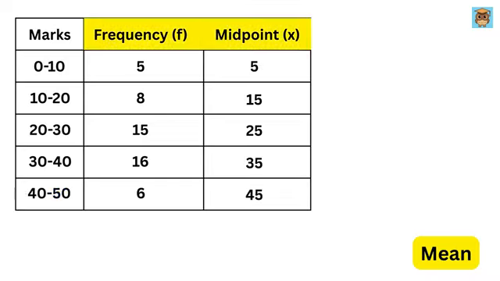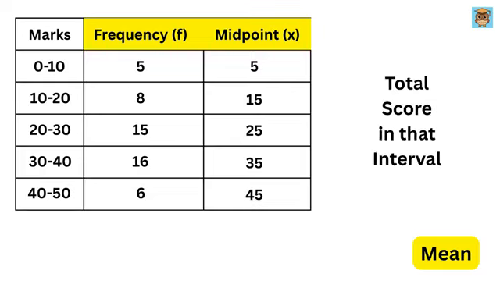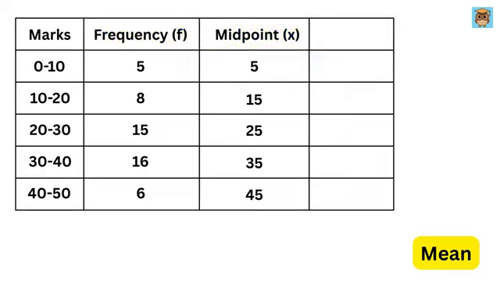Now we multiply each midpoint by its corresponding frequency. Frequency tells how many students scored marks in that interval, so multiplying the midpoint by the frequency gives the total score of all students in that class interval. Now make this column, which will be F times X.